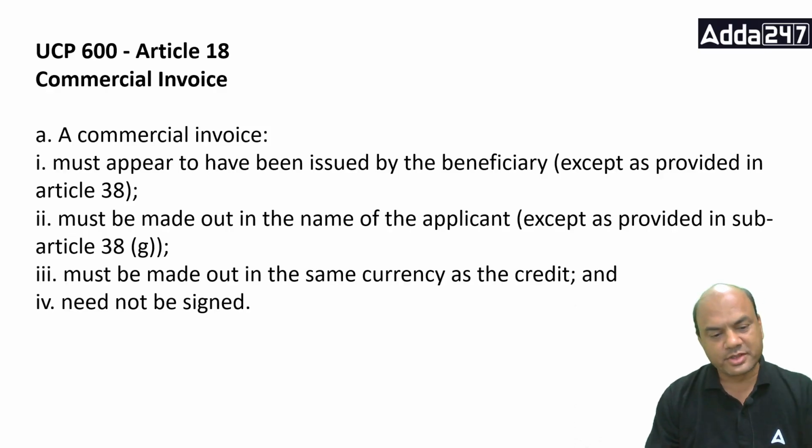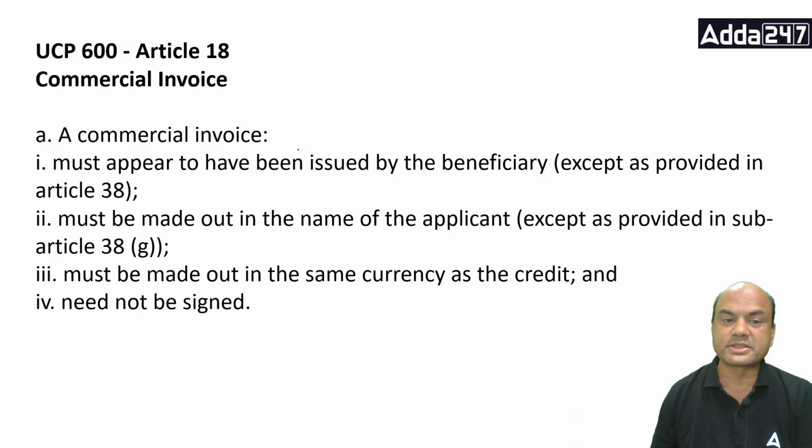A commercial invoice must appear to have been issued by the beneficiary. Now what does this mean? The commercial invoice must appear to have been issued by the beneficiary. The beneficiary of the LC is generally the exporter.